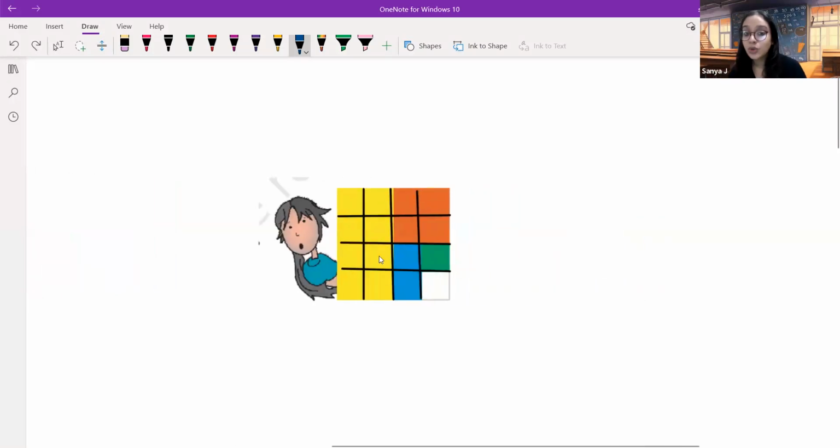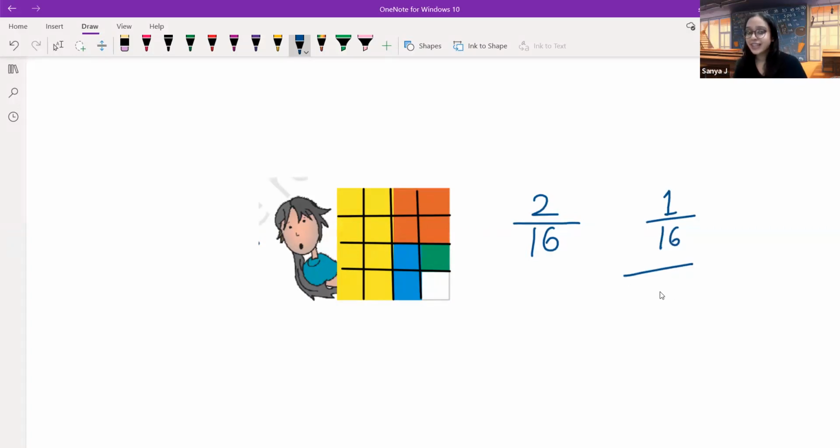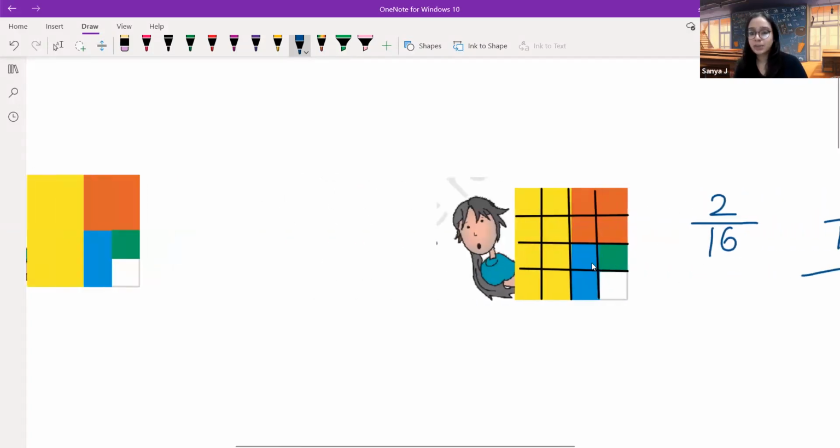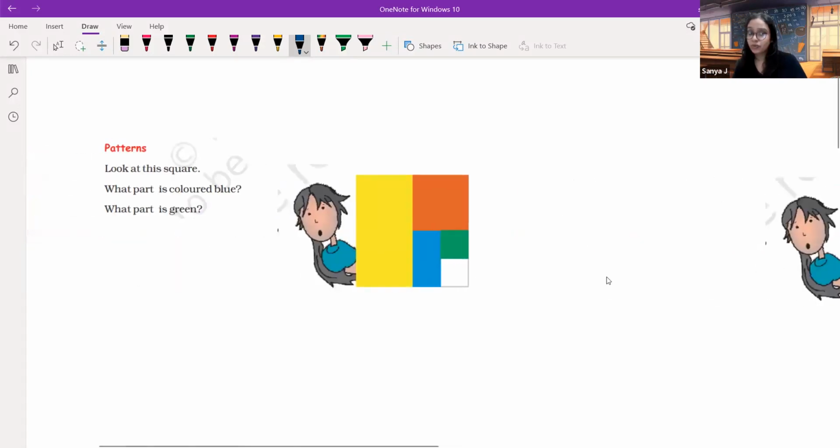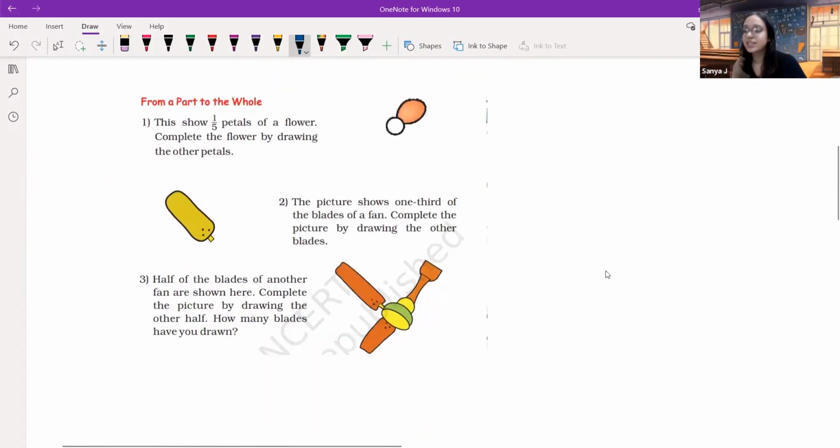Out of these 16 squares, 2 are colored blue, which means the part is going to be 2 parts out of 16 parts, and the part that is green is 1. So it's going to be 1 out of 16 parts, right? So this is how we'll represent the part of blue and green. With this, now let's move on to the next question.